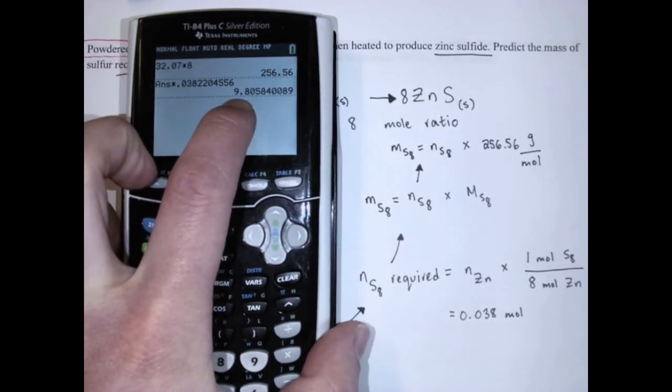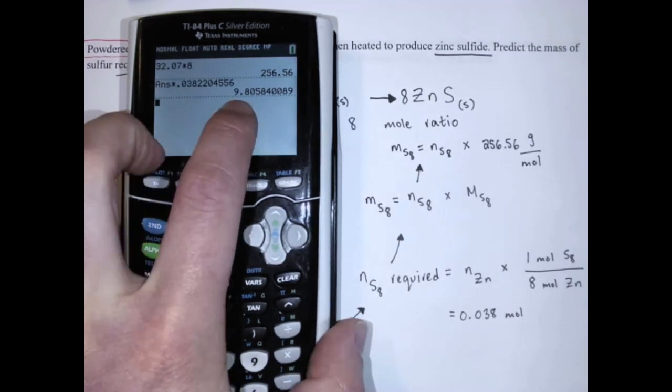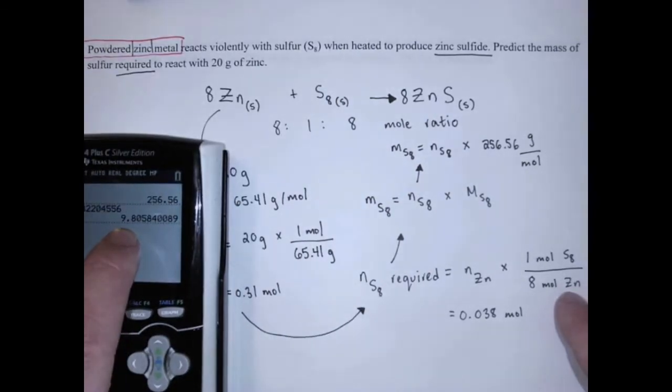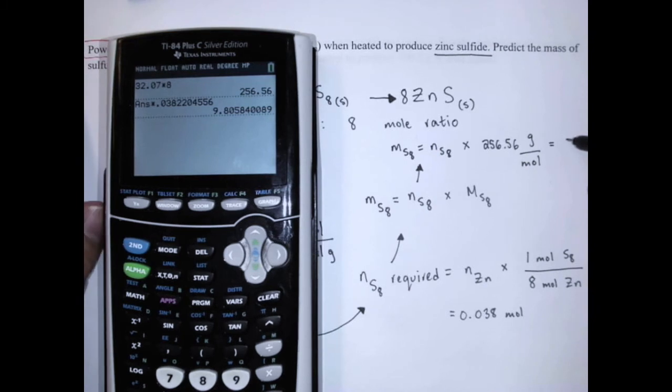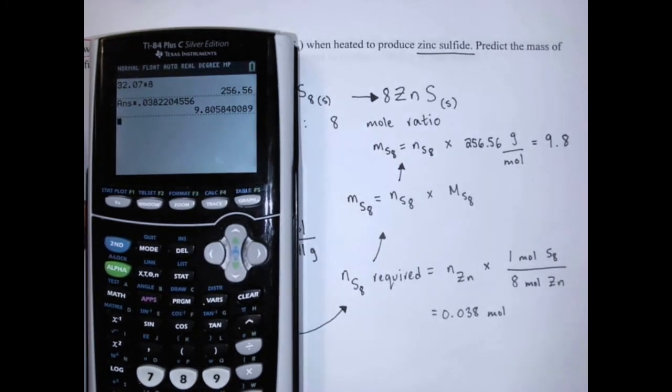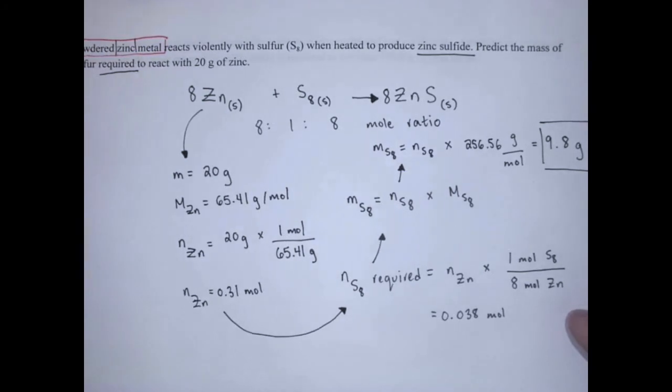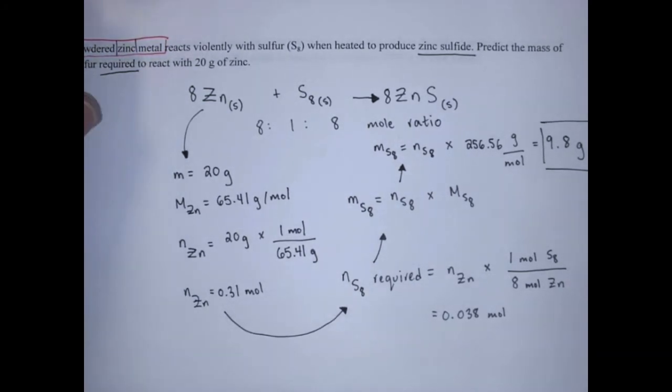And we get an answer of 9.8. I think I need to have 2 significant digits. I do. So we get an answer of 9.8. What's my unit here? It's going to be grams. So that means if I'm running this reaction with 20 grams of zinc, I need to use 9.8 grams of sulfur to completely consume that zinc.